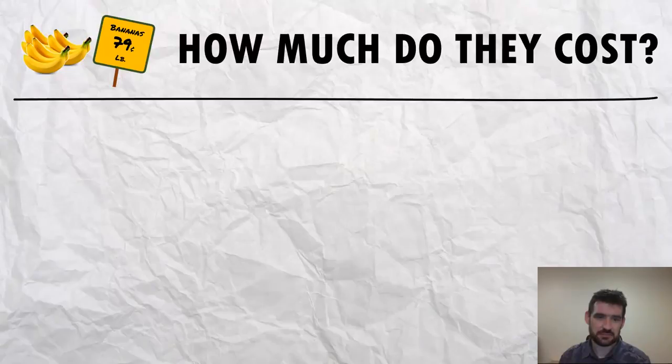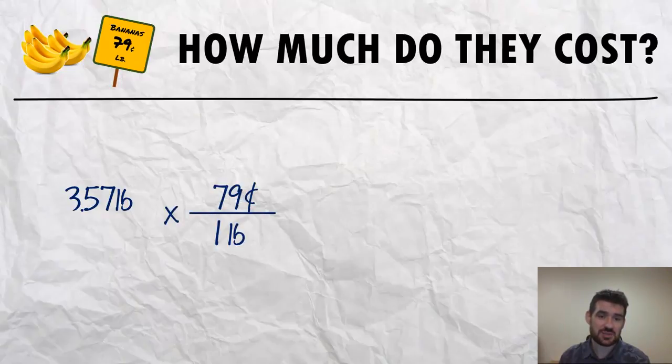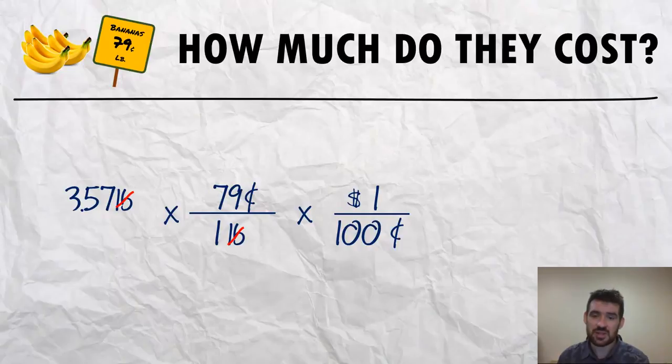So here's the answer. We have 3.57 pounds of bananas, and we know they cost 79 cents per pound. We want pounds to cancel, so we put cents on the top and pounds on the bottom. Then we need to convert into dollars. We know that $1 has 100 cents. We want dollars to be our final unit, so we put dollars on the top, put cents on the bottom to cancel. Then we're left with the only units being dollars.